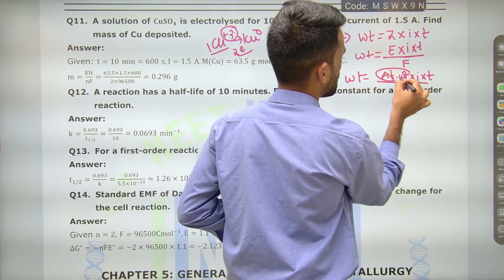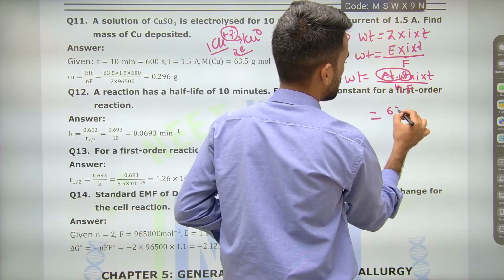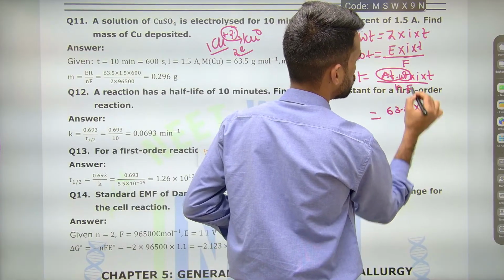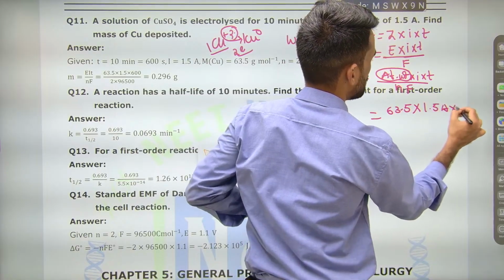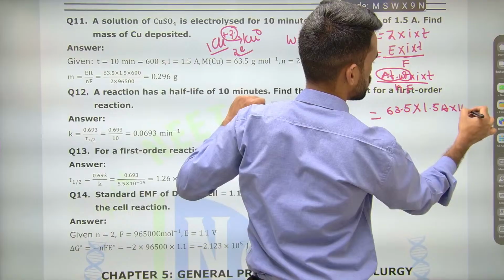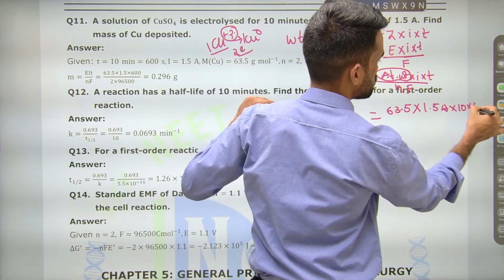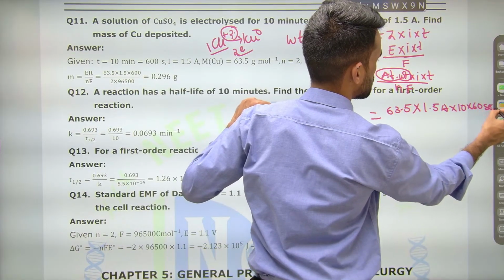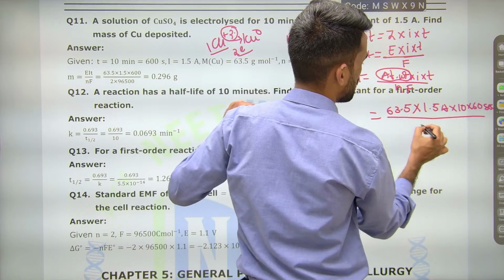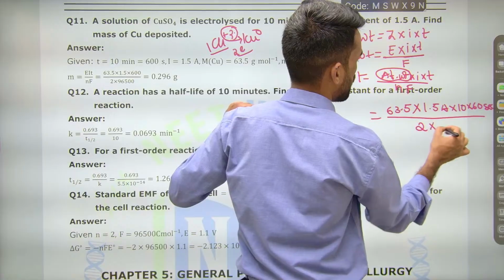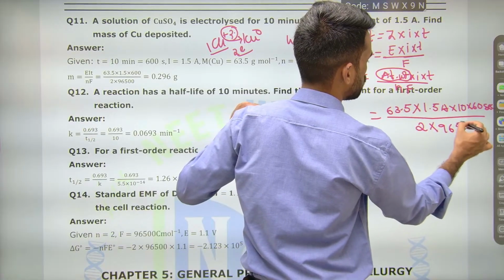So the atomic weight of copper is how much? 63.5. Okay, and the current will be how much? 1.5 amperes, multiplied with the time of 10 minutes. You should take it in seconds, so 10 into 60 seconds, divided by n. What is n here? How many electrons are involved? 2, and Faraday's constant is 96500 coulombs.